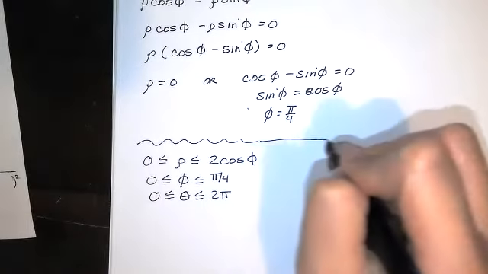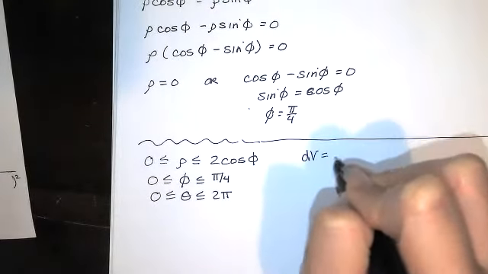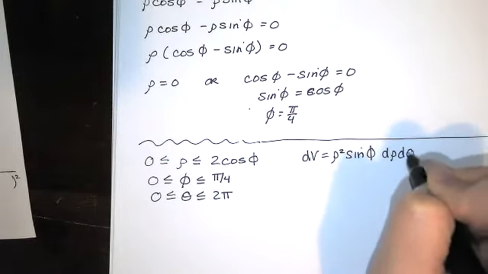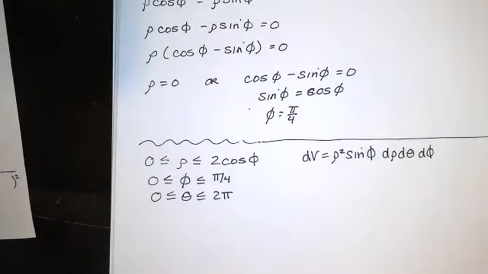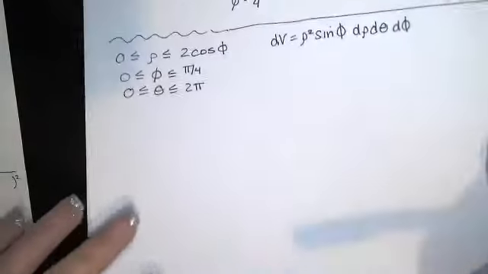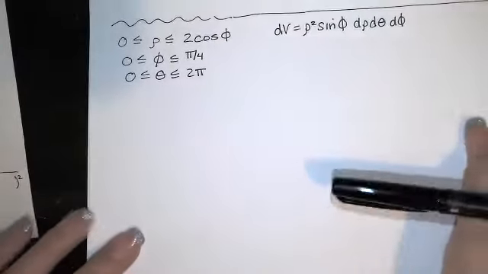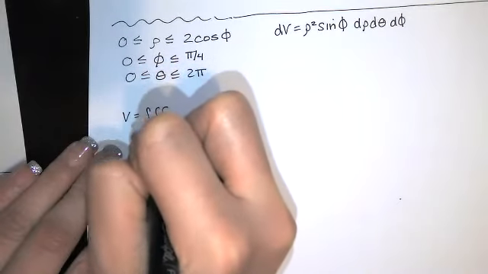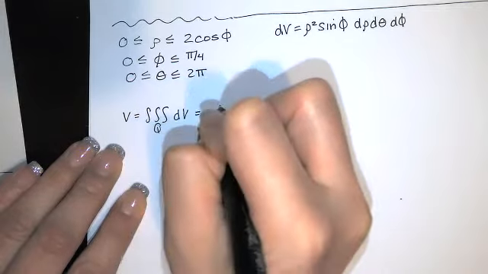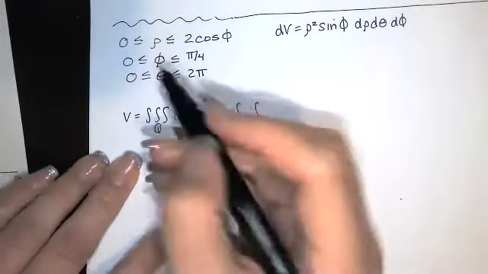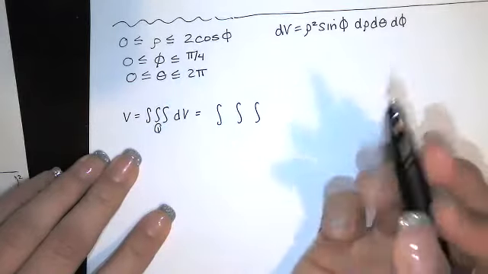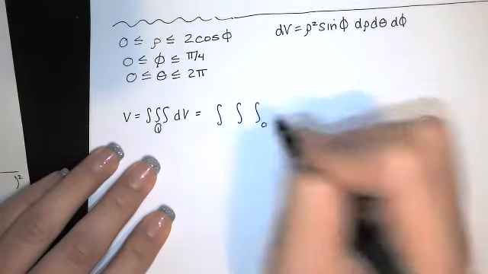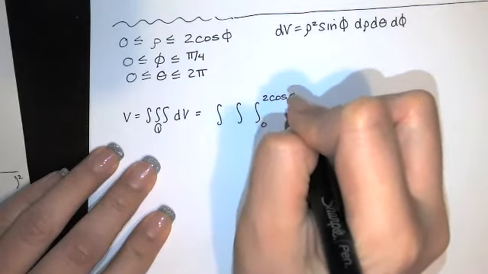And I told you without proof, and we'll prove it later, that dV is equal to rho squared sine of phi times d rho d theta d phi. And of course, you could change the order of that multiplication because that's how multiplication works with real numbers. Okay, so now we have everything that we need to set up the volume integral. Volume is the triple integral over Q of dV, which can be written this way. Now the bounds for rho depend on phi, so we have to integrate with respect to rho before we integrate with respect to phi. So I'll integrate with respect to rho first.